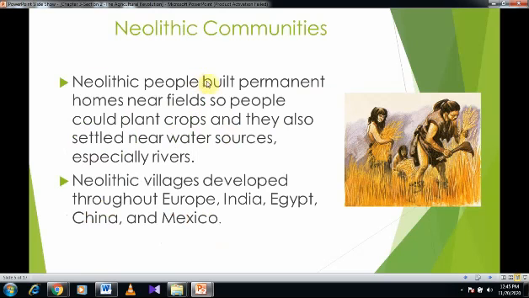The Neolithic people built permanent homes near fields so that they could plant crops, and they could also settle near water sources, especially rivers, for irrigation and farming. The Neolithic villages developed throughout Europe, India, Egypt, China, and Mexico. These were the first places of the first communities that settled.